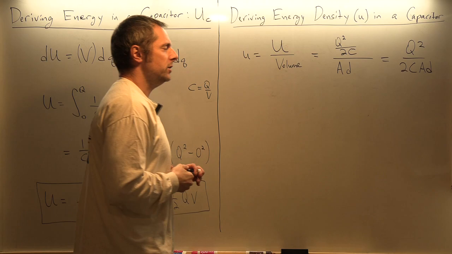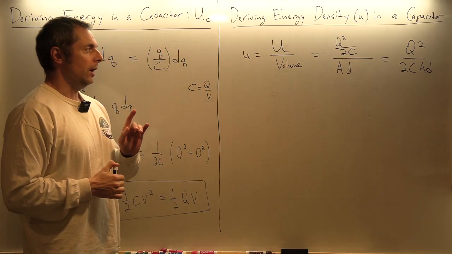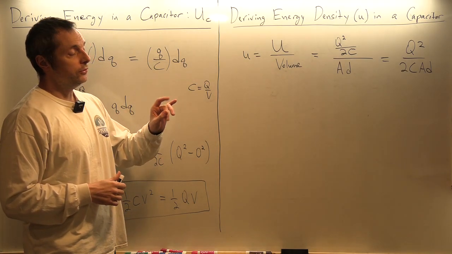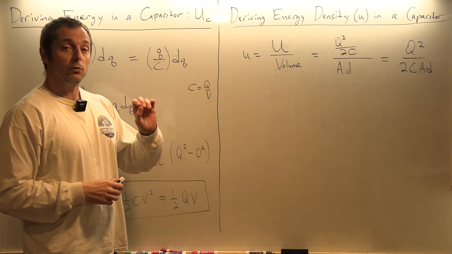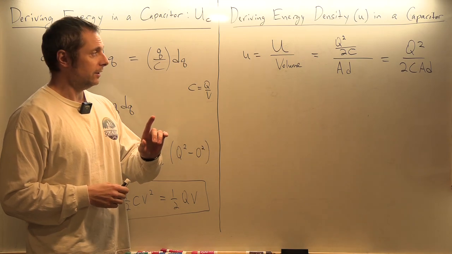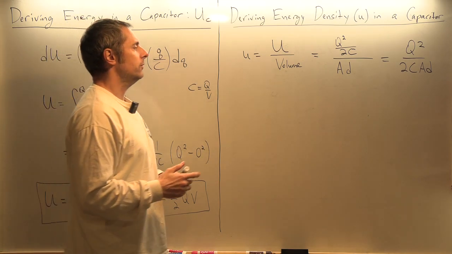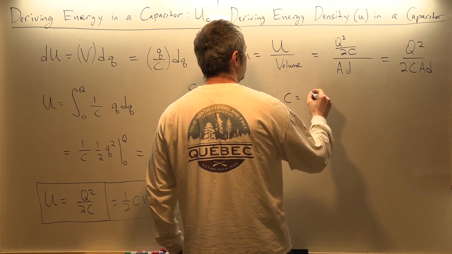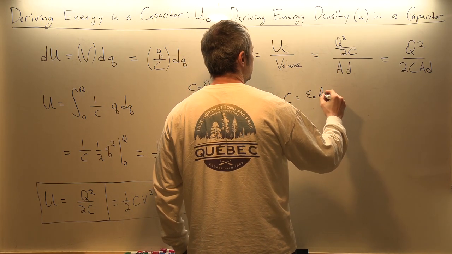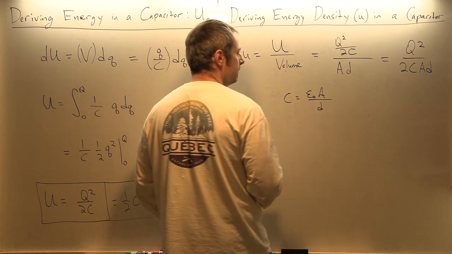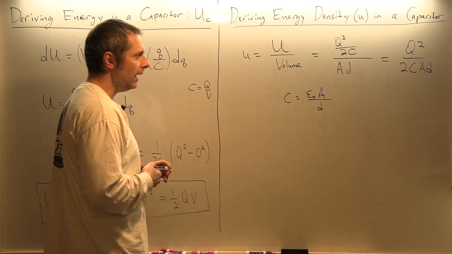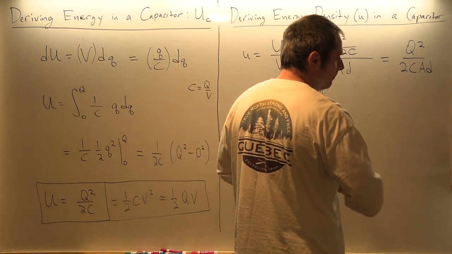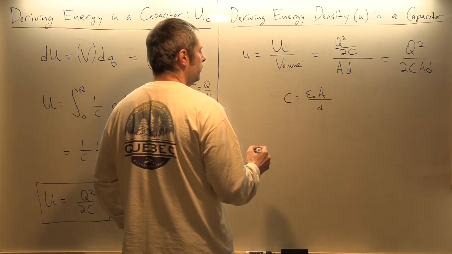And then what I'm going to want to do is get rid of the C and get rid of the Q to get an expression that only depends on electric field. Okay, that's our aim here. So the first thing is the C I can get rid of using this, epsilon 0 A over D. Okay? And then the charge we can get rid of in terms of electric field.